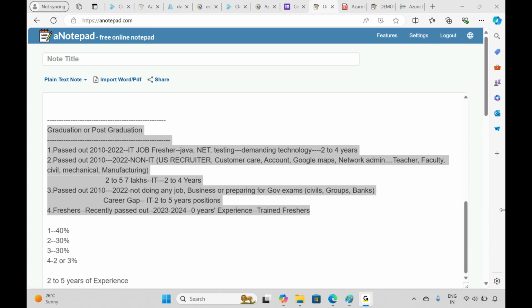Most of the people belong to category 2 only, and the next category 4 also. Okay, then after category 1, I don't see any people in category 3 who are having a career gap. They don't have any work experience. Is anybody there? Anybody having a career gap after your education, not working anything?